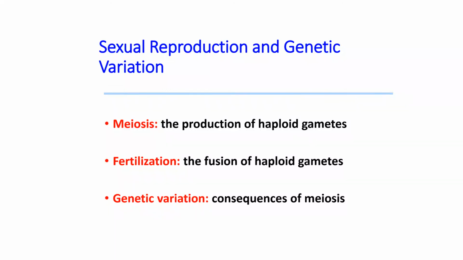Hello everybody. Sexual reproduction and genetic variation covers the second part of Chapter 2 of Pearson's Genetics. Before we go over meiosis, I will ask one major question.